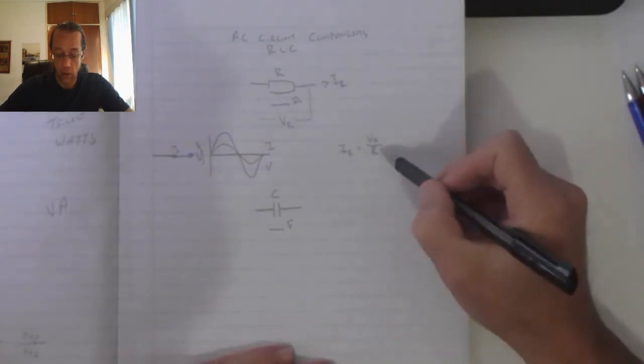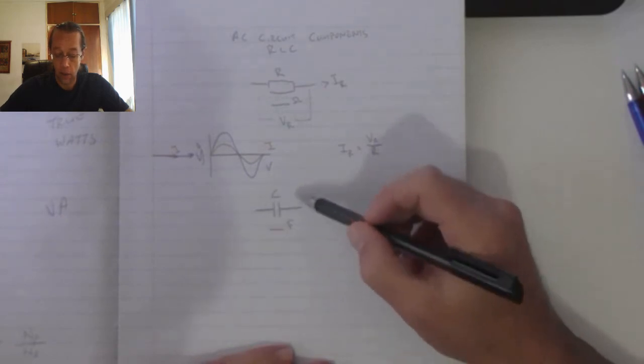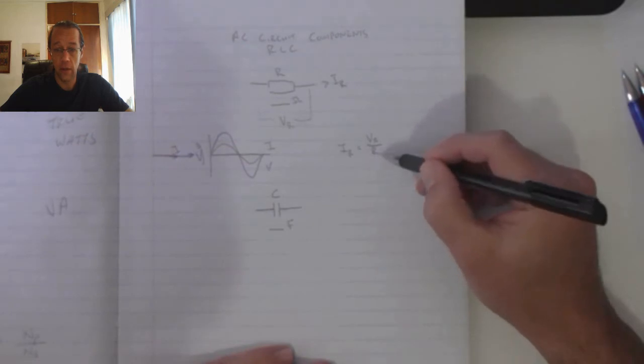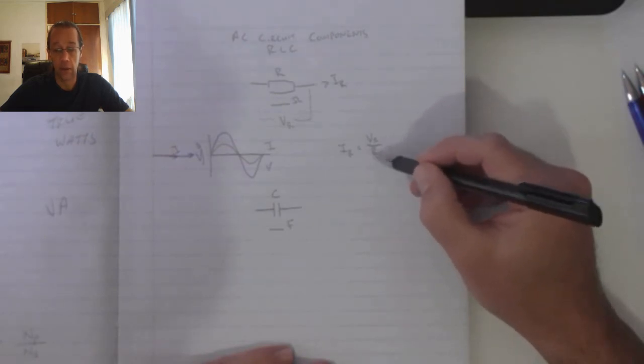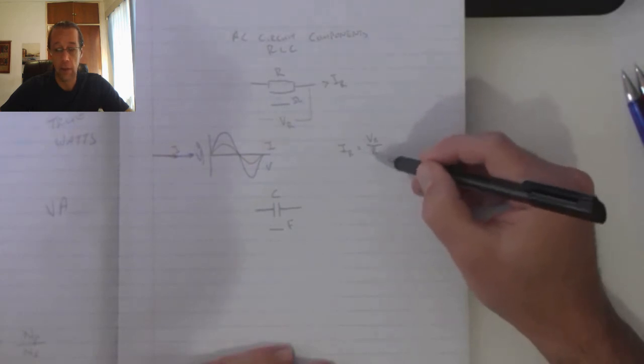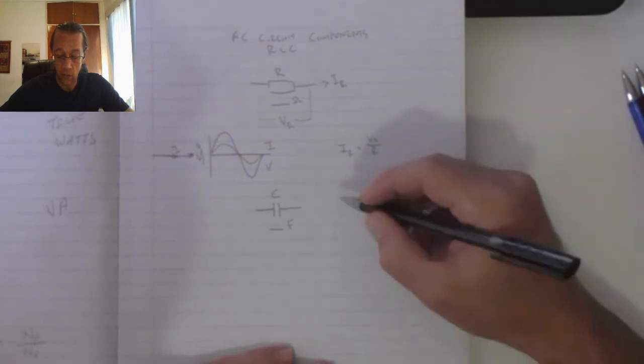Now we cannot use Ohm's law on a capacitor as is, because the actual resistance of a capacitor is infinite. And in maths you learn that if you divide something by infinity, you get 0, and that's not the case.